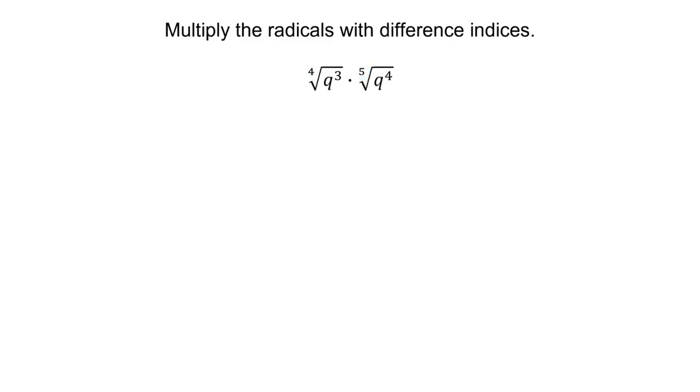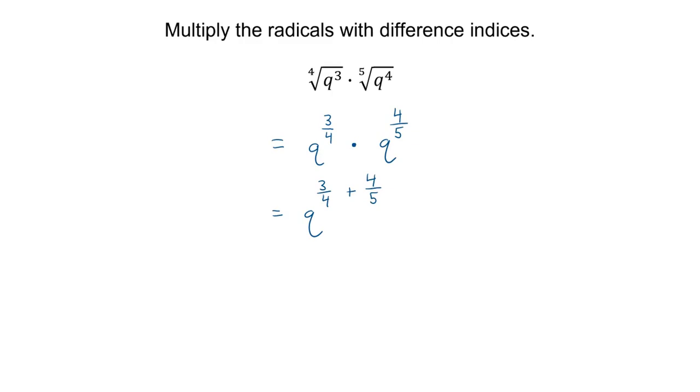The first thing that we need to do is convert each of these radical expressions into exponential form. In other words, convert the fourth root of q cubed into q to the 3/4 power. And now let's do the same thing for the fifth root of q to the fourth. The fifth root of q to the fourth in exponential form is q to the 4/5. Now, at this point, hopefully we realize that we can use our laws of exponents to simplify this expression. When we multiply like bases, we keep the base the same and we add our exponents. So we'll have q to the 3/4 plus 4/5 power.